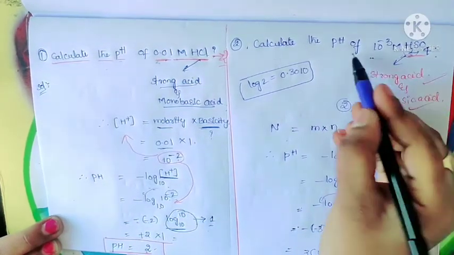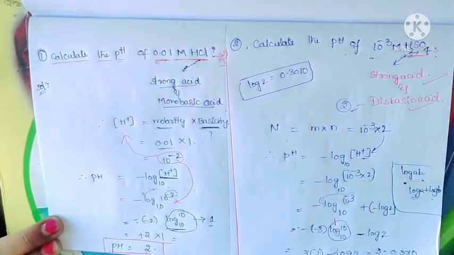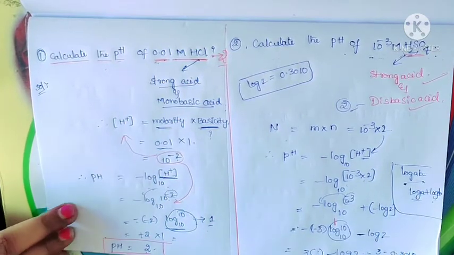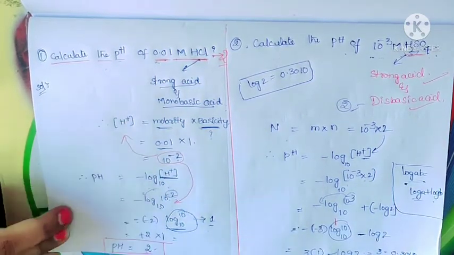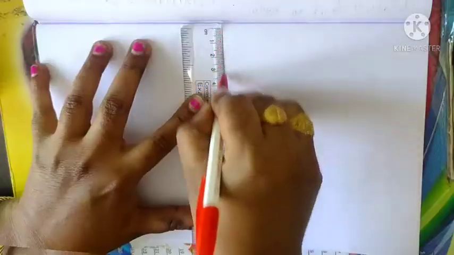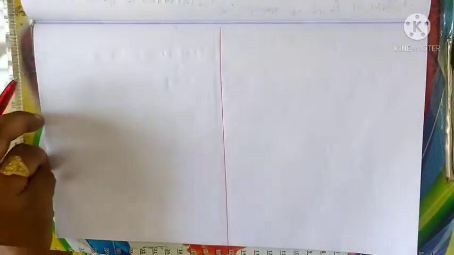Okay students, did you understand this type of question? Calculate the pH of a given acid. And the next problem is like this.